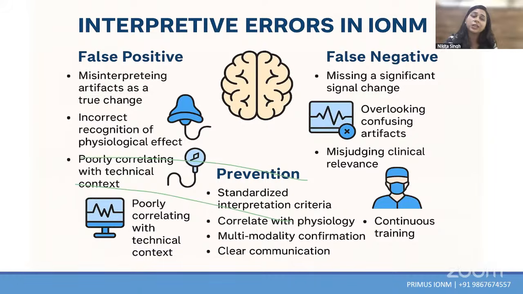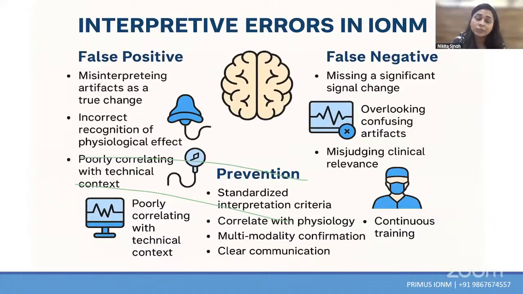So, misinterpreting artifacts as a true change, or incorrect recognition of a physiological effect. For example, if the patient is under muscle relaxants and a bolus is given, we tend to see changes in the responses and we correlate them with an incident that happened during the surgery.